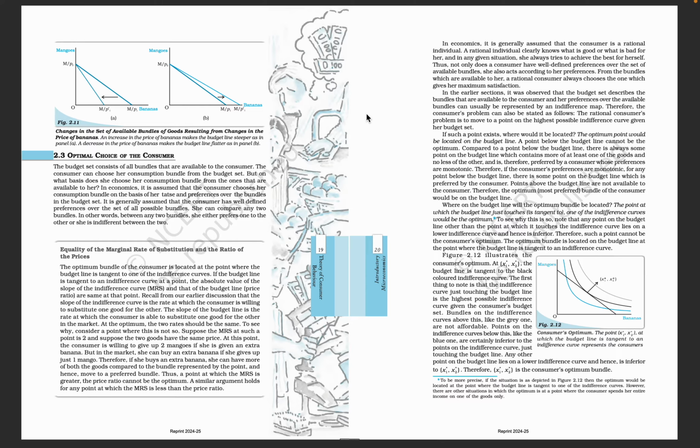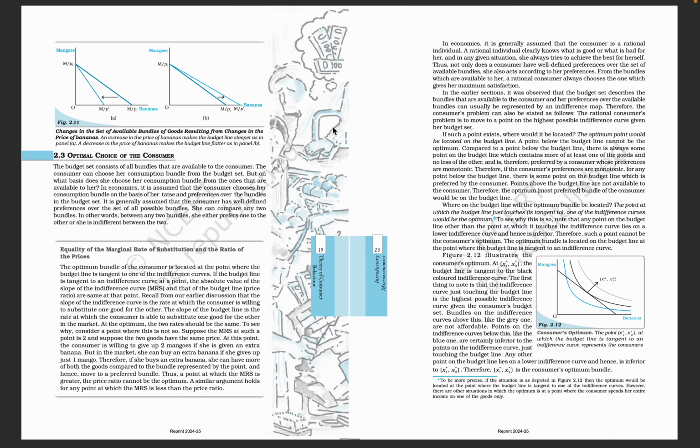In economics, it is generally assumed that the consumer is a rational individual. A rational individual clearly knows what is good and what is bad for her, and in any given situation she always tries to achieve the best for herself. Thus, not only does a consumer have well-defined preferences over the set of available bundles, she also acts according to her preferences. From the bundles which are available to her, a rational consumer always chooses the one which gives her maximum satisfaction.